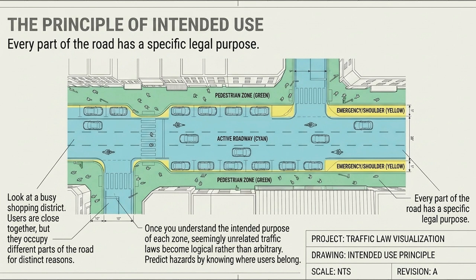You have the active roadway in cyan, the emergency shoulder in yellow, and the pedestrian zones in green. Once you understand the intended purpose of each of these colored zones, seemingly arbitrary traffic laws suddenly become totally logical. You can literally start to predict hazards just by knowing where users belong.